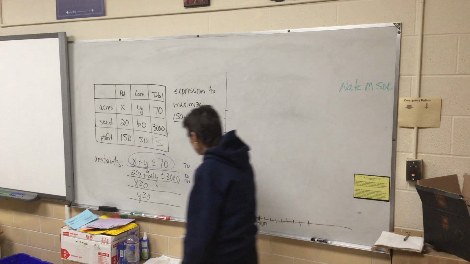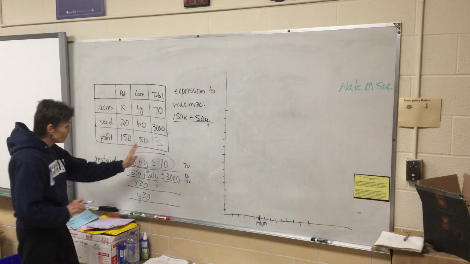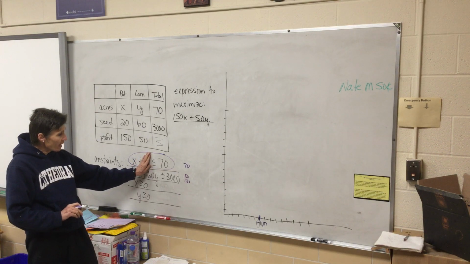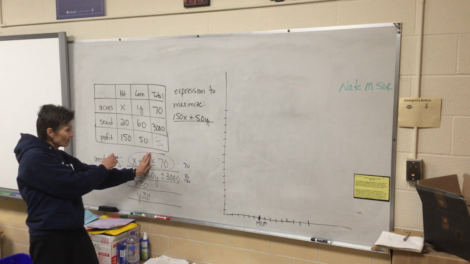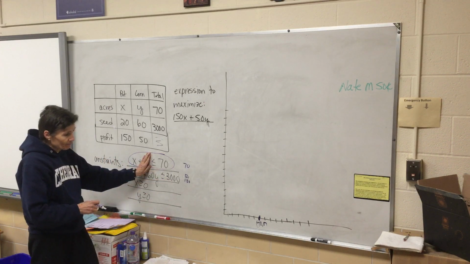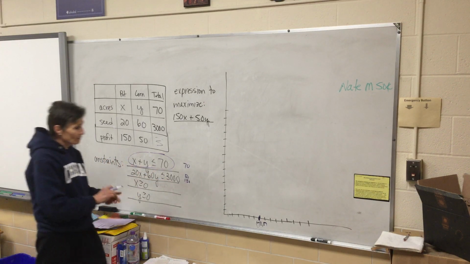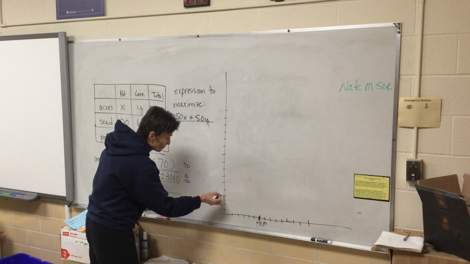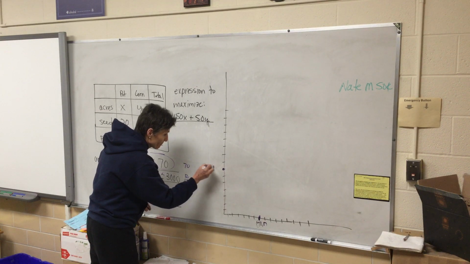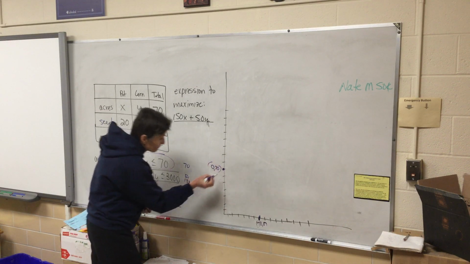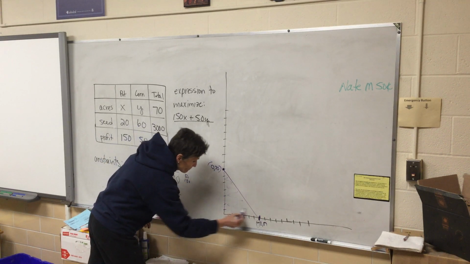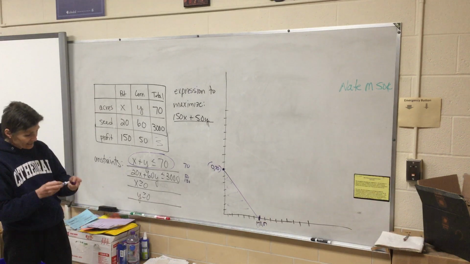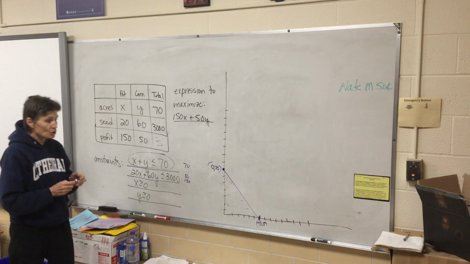Again, kids, pay attention here. Cover up one letter at a time and graph the other letter. So if I cover up y, I'm going to graph x as 70. If I cover up x, I'm going to graph y as 70. 1, 2, 3, 4, 5, 6, 7. And then I'm going to connect those, and I'm going to shade underneath. So I just have that tiny little triangle down there so far.